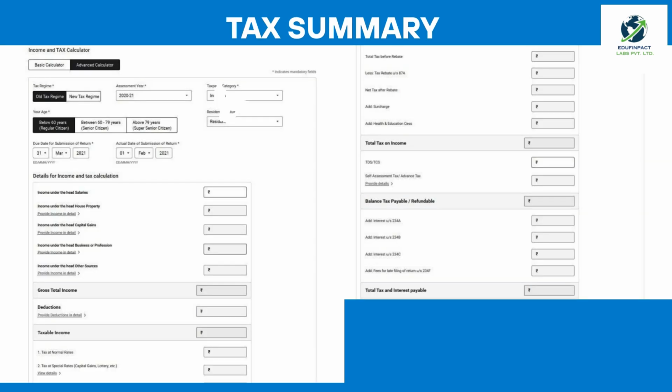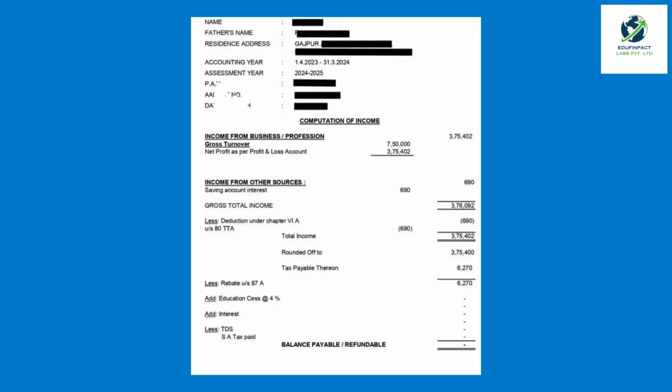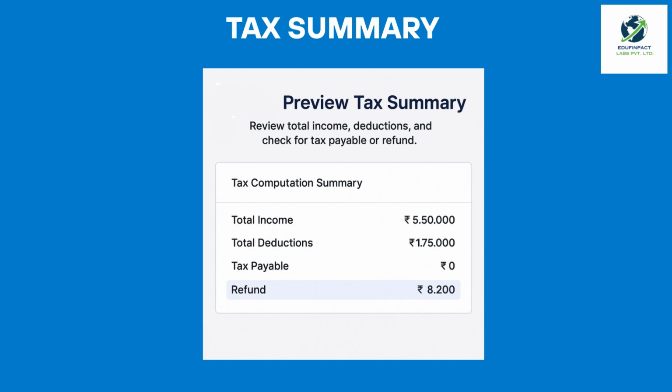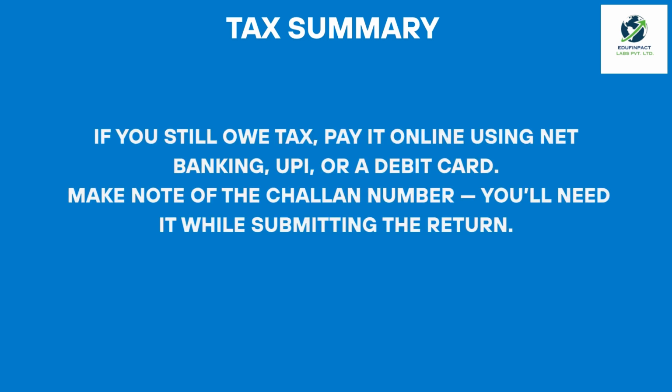Step 6. Tax summary and payment. The portal now calculates your total taxable income, TDS deducted, tax payable or refund due. If you still owe tax, pay it online using net banking, UPI or a debit card. Make note of the challan number. You'll need it while submitting the return.